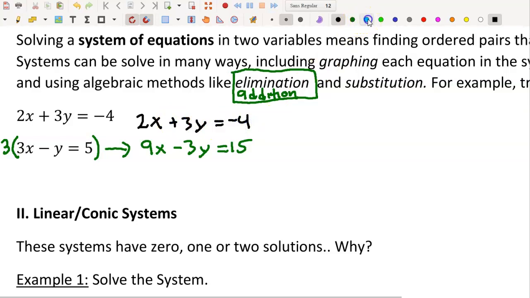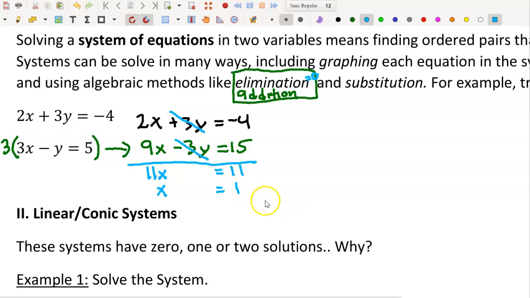Okay. So hopefully this looks familiar, the initial setup, and then the whole idea of eliminating is right here. Eliminating means it equals 0, right? So if we add it up, it'll equal 0. So there we go. So we got 11x equal to 11. So we have x equal to 1.